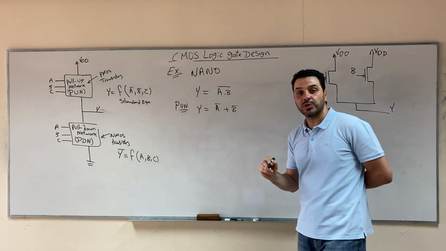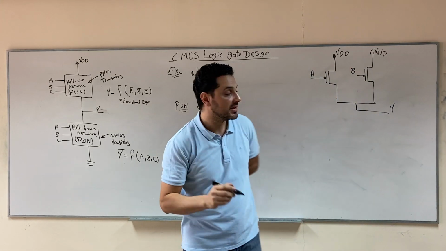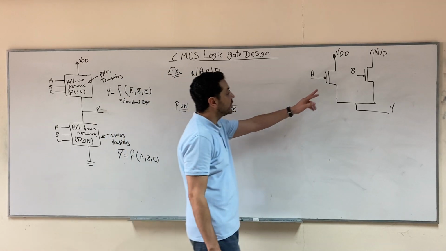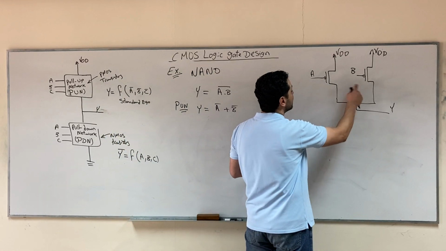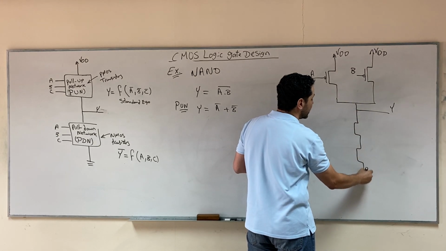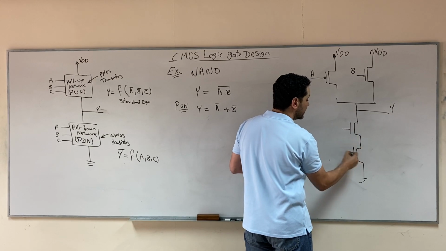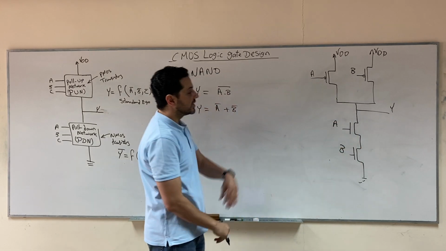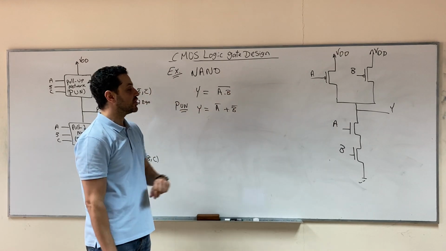Now, for the pull-down network, we have two options. Either we reverse the connection. Here we saw that we have a parallel connection, two transistors in parallel, so you know directly that there will be two transistors in series here, NMOS, with the same variables, A and B. So this is one way, by reversing the connection.